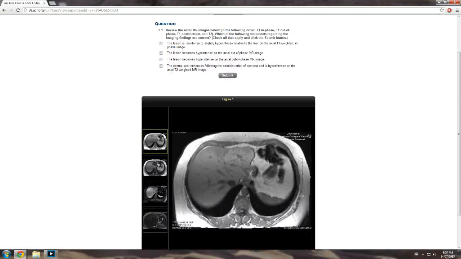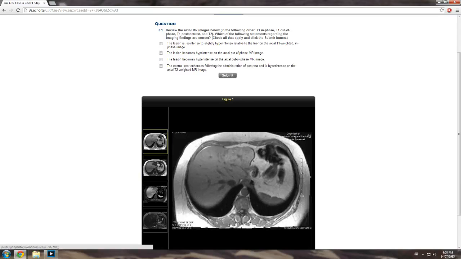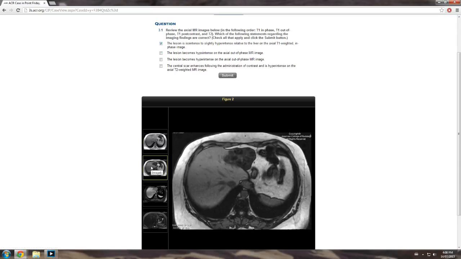On MR, T1 in phase, T2 out of phase. You've got that India ink artifact. The lesion is isointense to slightly hyperintense relative to liver on the T1. Isointense, yeah. Slightly hyper, yeah. The lesion becomes hypointense on out of phase. That's true. Well, it becomes hypo, so it can't be the third one.